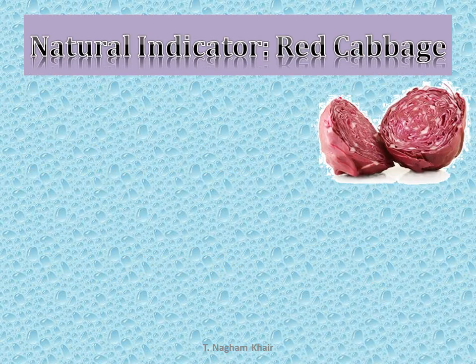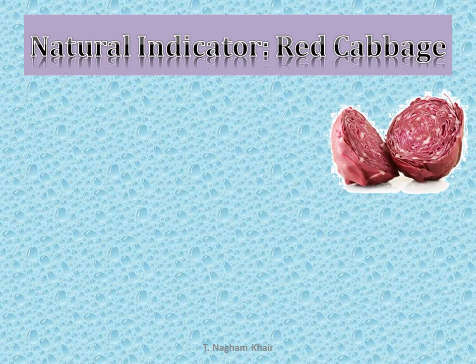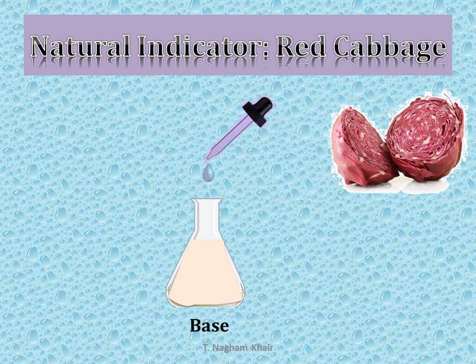As a natural indicator, we have red cabbage water as an example. How does red cabbage change its color with acids and with bases? Here we have an acid. When we add drops of red cabbage, they become either pink or red. However, with base, red cabbage becomes either green or yellow.